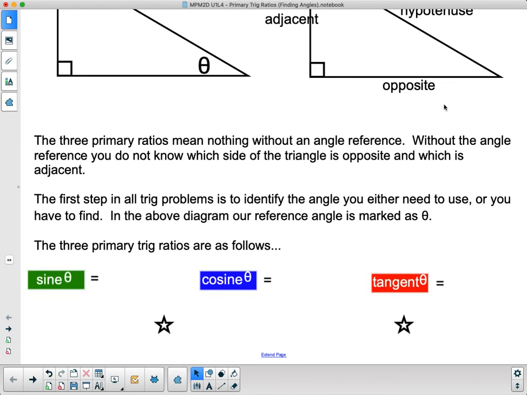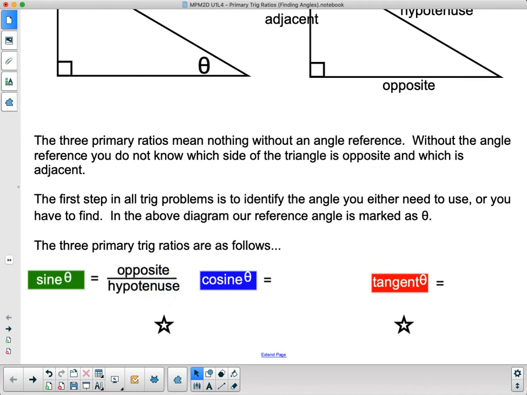Because those divisions, those ratios of the sides, are so important and are stored in your calculator, we give them names. The three primary ratios mean nothing without an angle reference. Without the angle reference, you do not know which side of the triangle is opposite and which side is adjacent. The first step in trig problem solving is always to identify those sides, which is why we started with that. We identify the angle you need to use or have to find, and then identify those sides from that angle. And here are the three primary trig ratios.